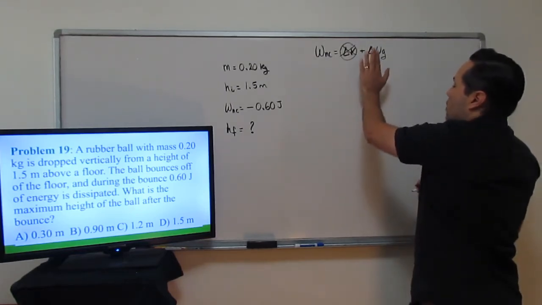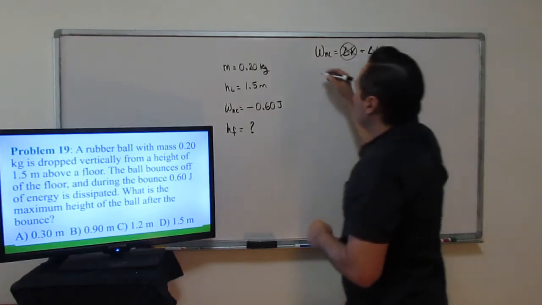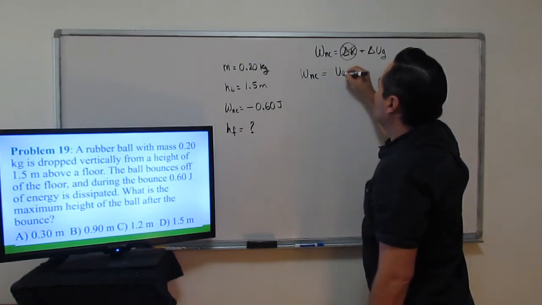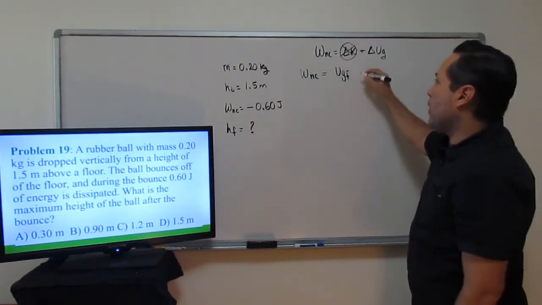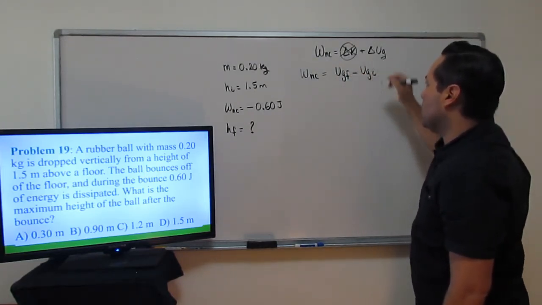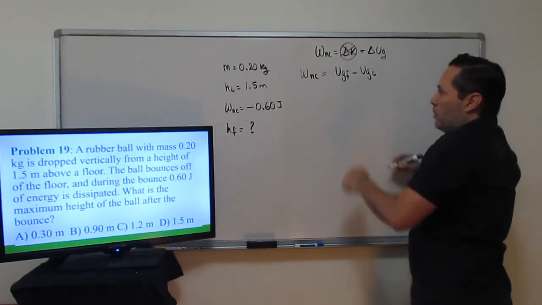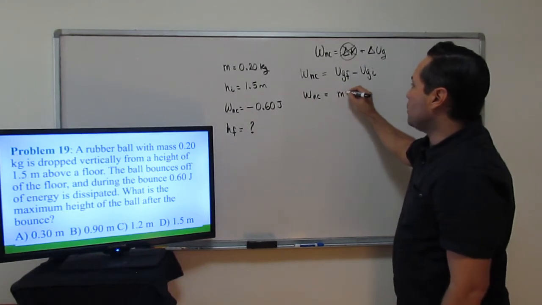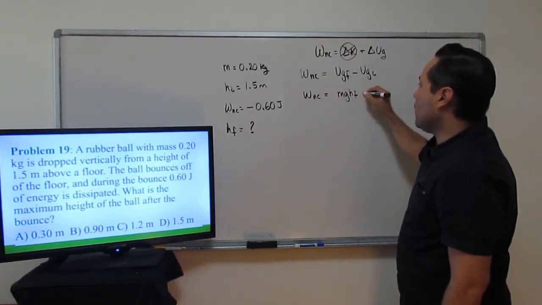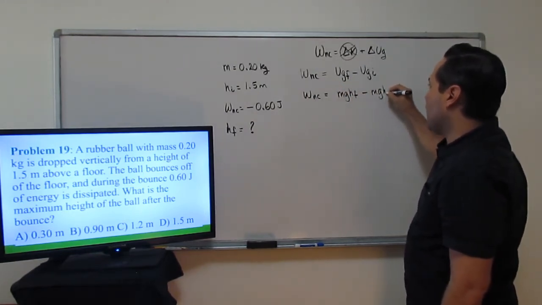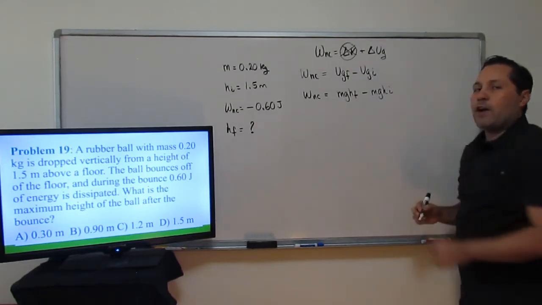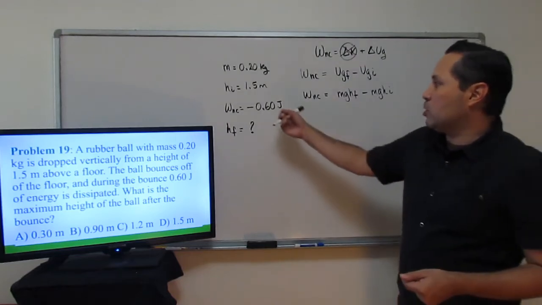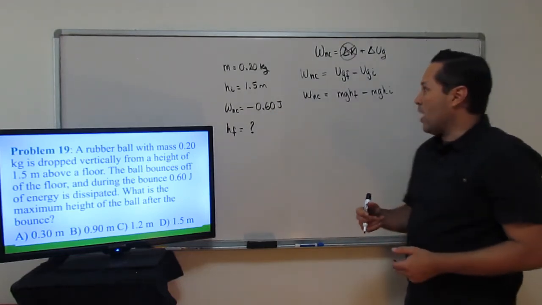So what's changed? That's final minus initial. Now our formula is rewritten as gravitational potential energy final minus gravitational potential energy initial. What are the values for them? That's mass times gravity times height final minus mass times gravity times height initial. The height final is what we're solving for. How high will the ball bounce after it dissipates 0.6 joules worth of energy?